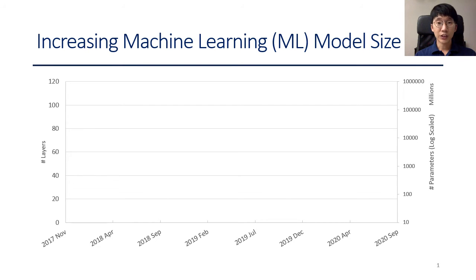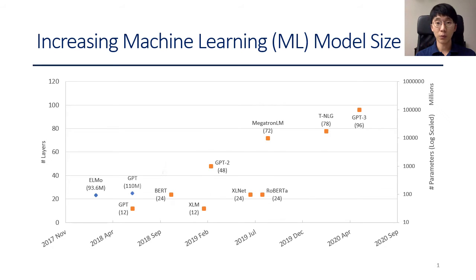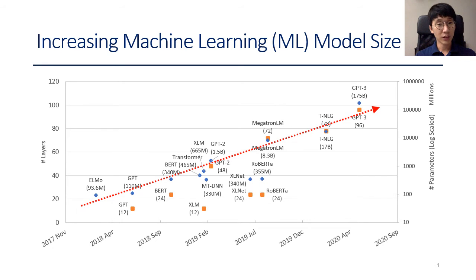As machine learning has shown its potential, ML models are getting bigger and bigger to achieve better performance. This plot shows the number of layers and number of parameters of language models from November 2017 to now. The ML community has been developing deeper models. Along with that, the number of parameters has been increasing exponentially. More layers and parameters made ML model graph size bigger.